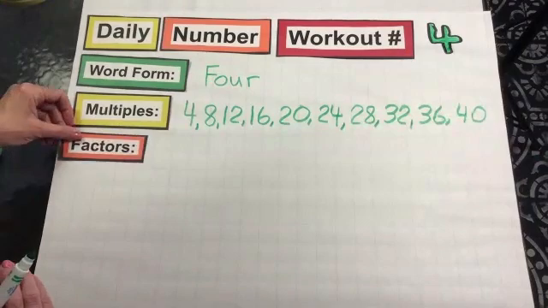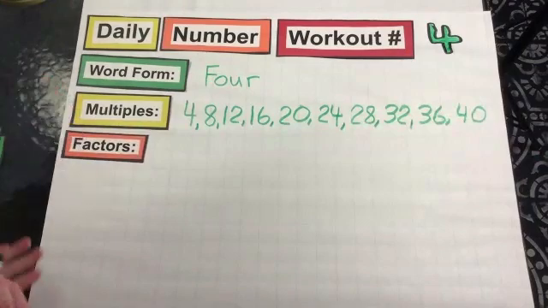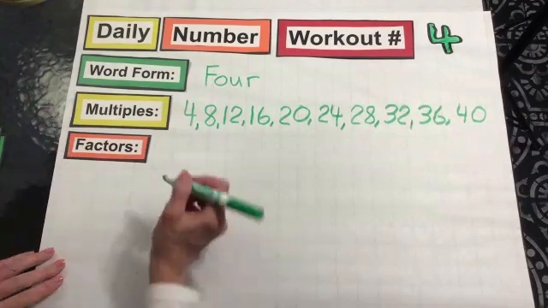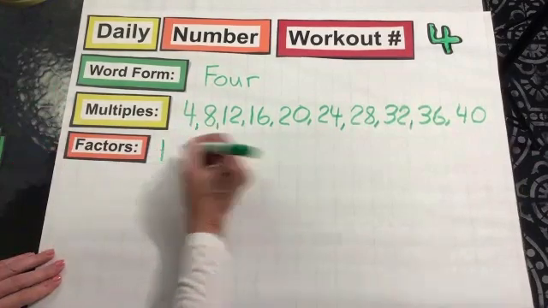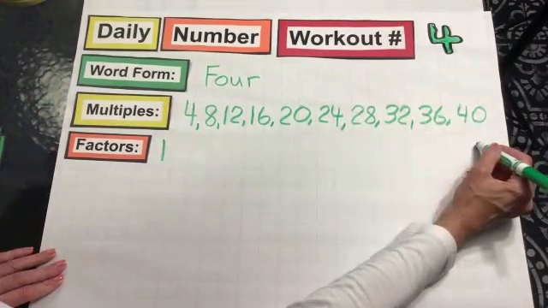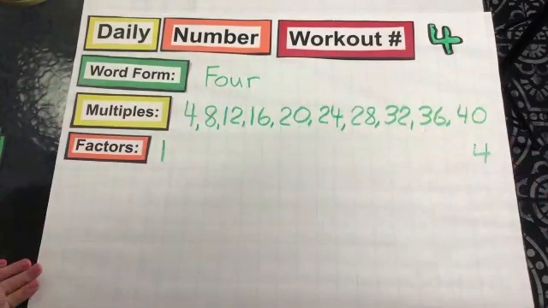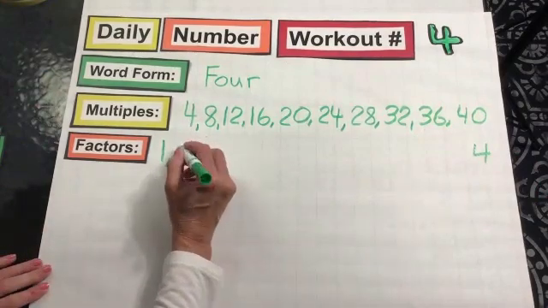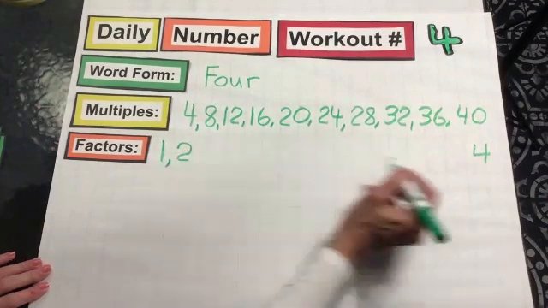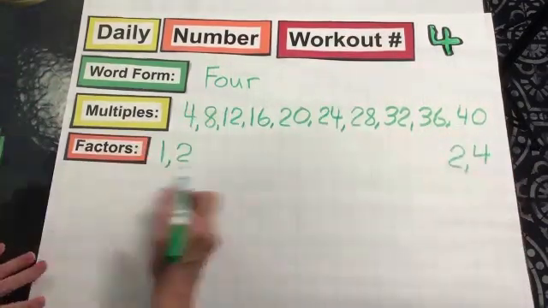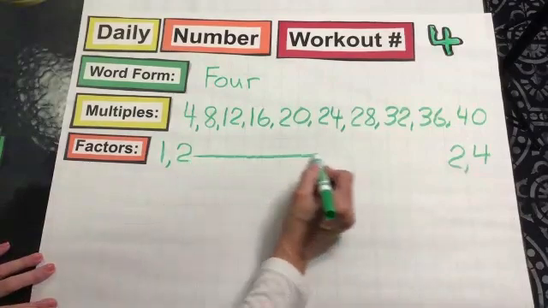All right, let's go for factors. So of course, we always start off with the first factor pair of 1 and itself. So 1 times 4. Never know what we can find in between. Does 2 go into 4? Yes, it does. 2 times 2. Well, there you have it. There's no numbers in between 2, so we're done.